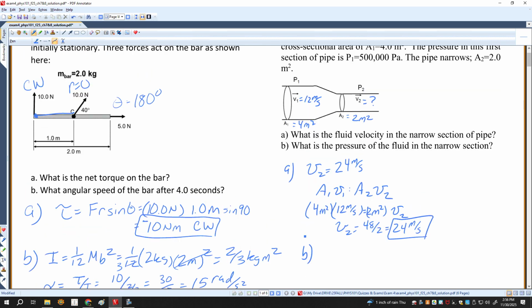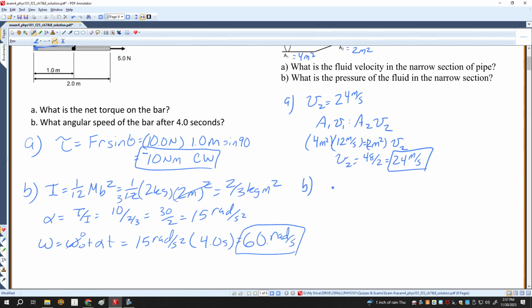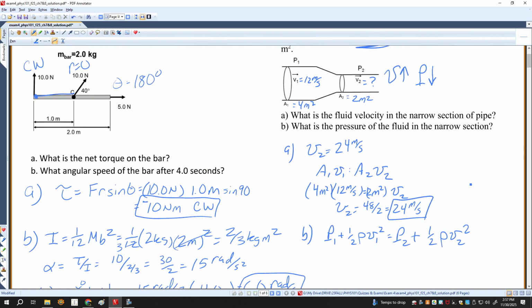For part B is a little more complicated. I need to know the pressure. First of all, if V goes up, I know that the pressure goes down. That's from Bernoulli's principle. That was one of the takeaways for Bernoulli's principle. So I better get a pressure that's less than this value. So Bernoulli's principle says that P1 plus 1/2 rho V1 squared is equal to P2 plus 1/2 rho V2 squared. That has the total amount of energy per unit volume has to remain constant. And I have most of these values except for the pressure in the narrow section.